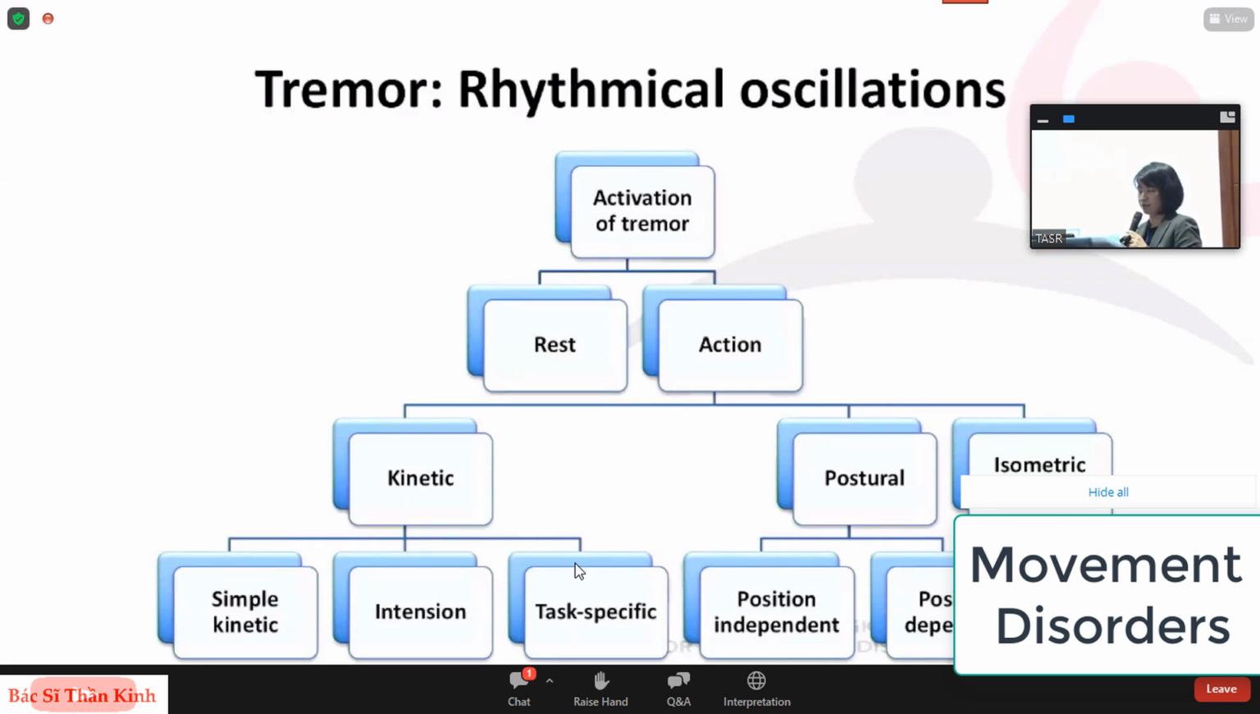Another one is the isometric tremor, where you won't see the movement in the glass, but actually your muscle is contracting. Like you hold the glass or the bottle of water, you don't move your arm, but your muscle also contracts and has a tremor. This is called the isometric tremor.